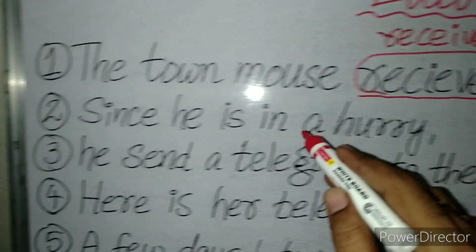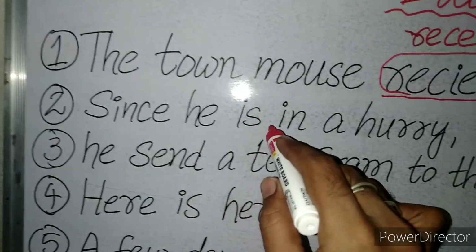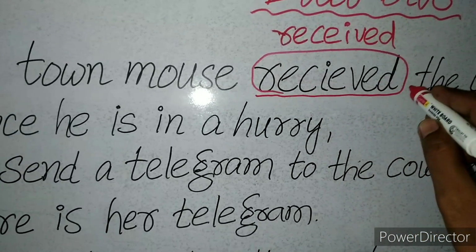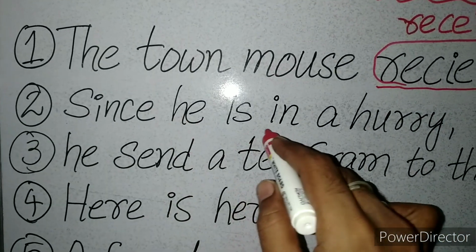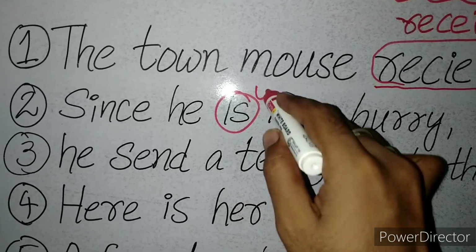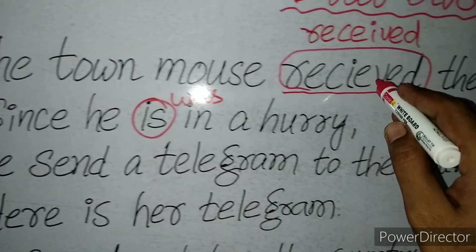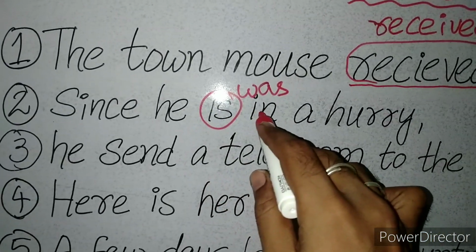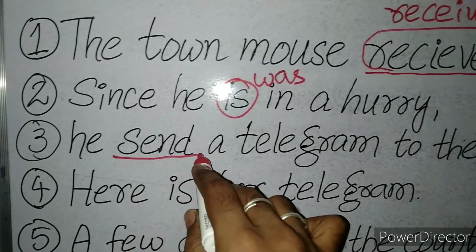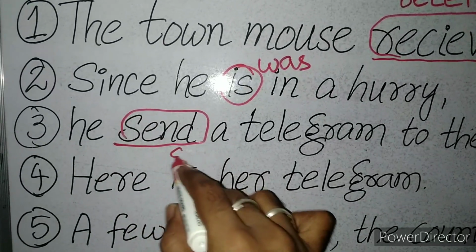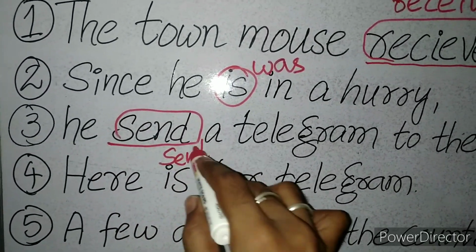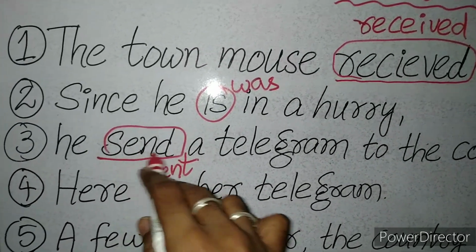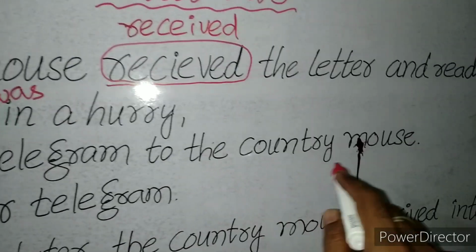Now, the second one, since he is in a hurry. Actually, the passage is in the past tense. You must choose here, he was, because the whole passage is in the past tense. That's why you have to choose he was. Third one, he sent. You have to write the answer, sent. Send is the verb 1 form, sent is the V2 form. He sent a telegram to the country mouse.